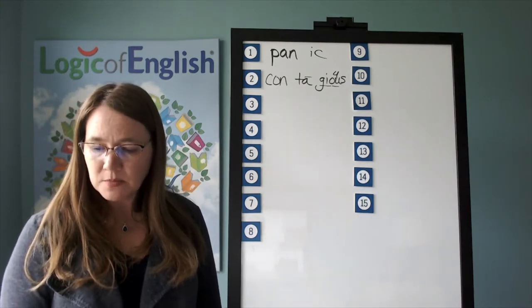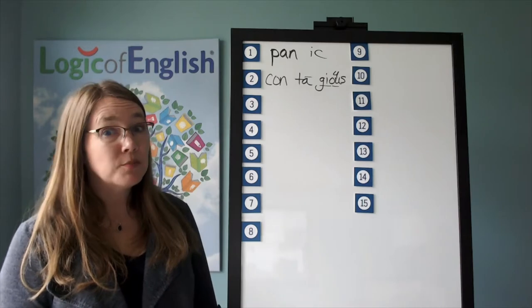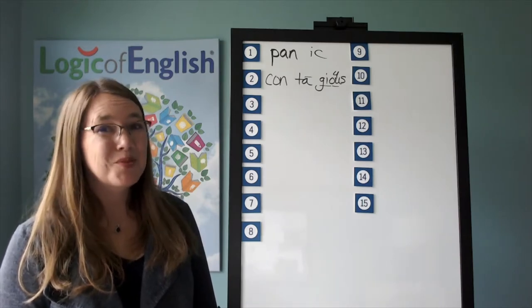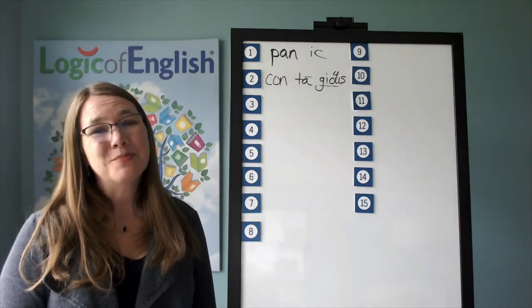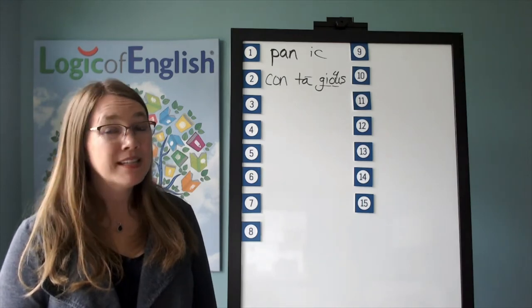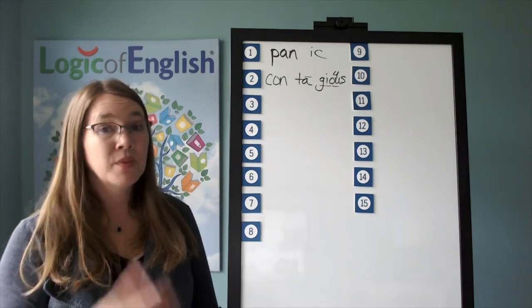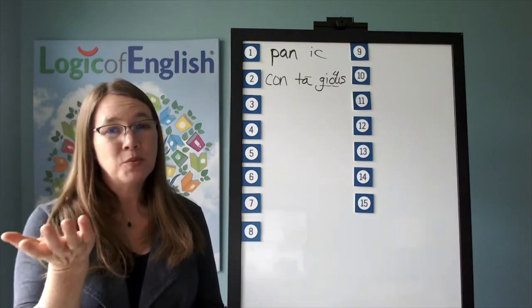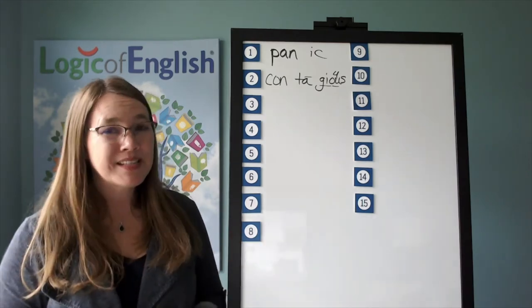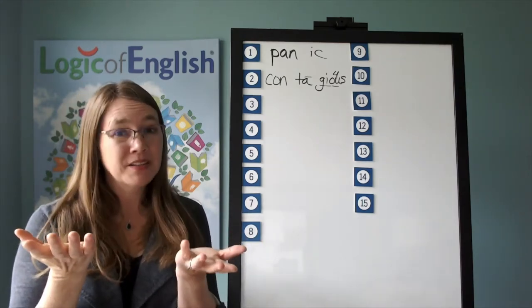The next word is prepare. We will need to prepare for the exam. Prepare. Go ahead and say prepare. How many syllables? Two. We will say to spell prepare. What will we say to spell? Prepare. Let's sound it out.